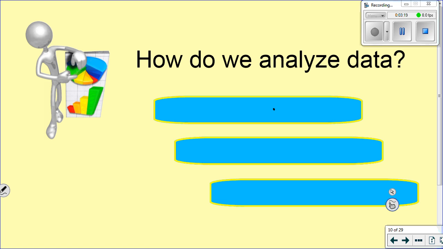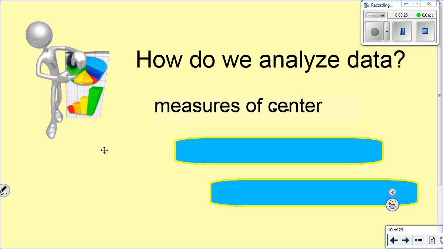How do we analyze data? Let's try that again. How do we analyze data? We analyze data using measures of center. So remember what our measures of center were, right? Our measures of central tendency. We had mean, median, and mode were our measures of center, right? So that's one way that we can analyze data.